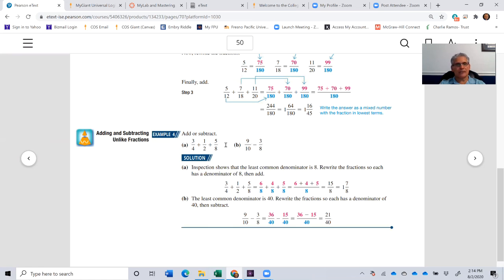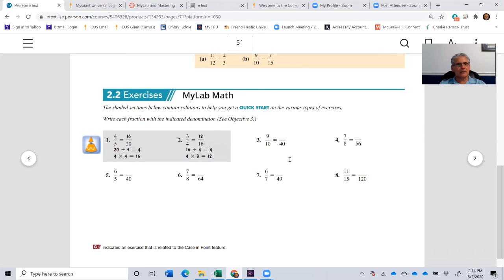There are some examples, example number 4, that you can work on, but you could just follow the same process. It'll be easier numbers because they're smaller. You can find the lowest common denominator of 4, 2, and 8, and then 10 and 8, and that should get you to solving the problem. That concludes section 2.